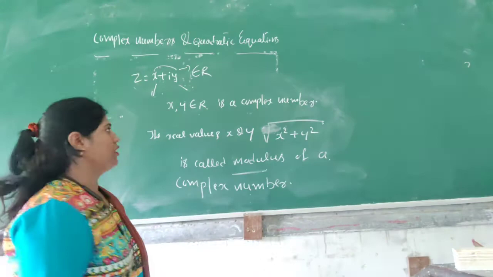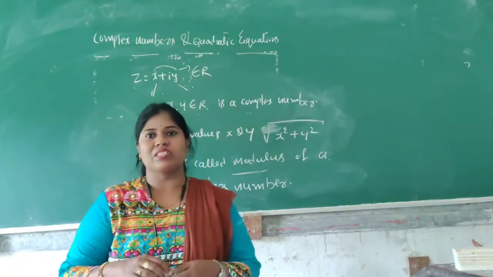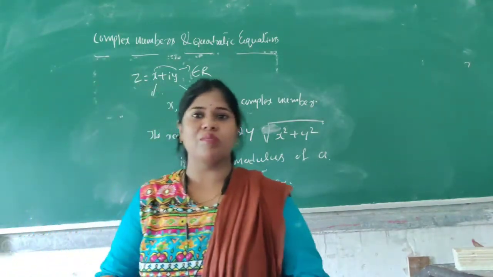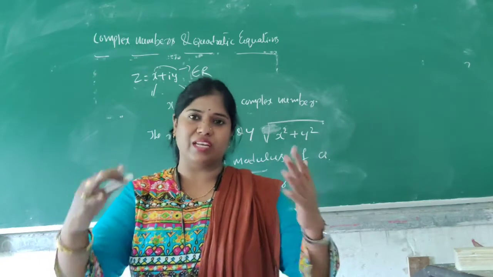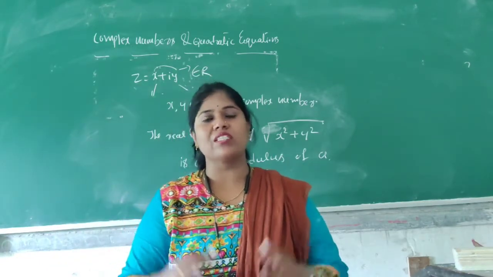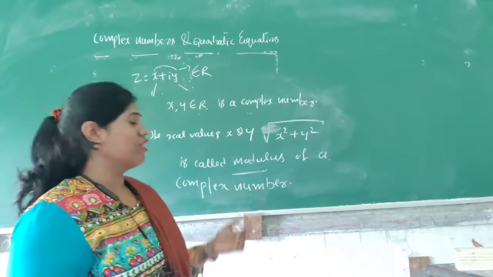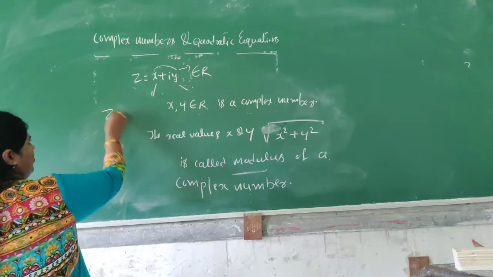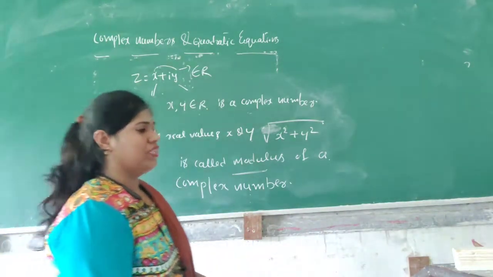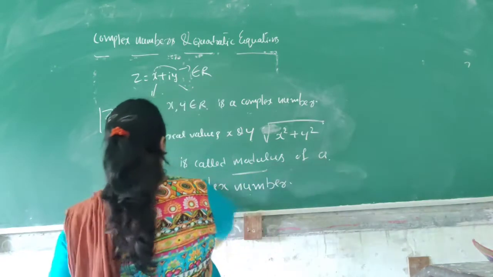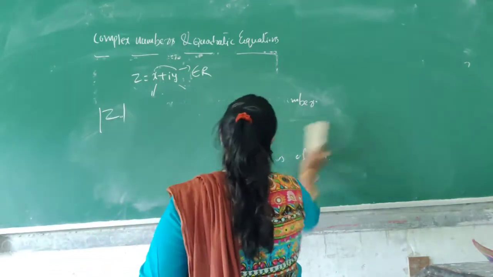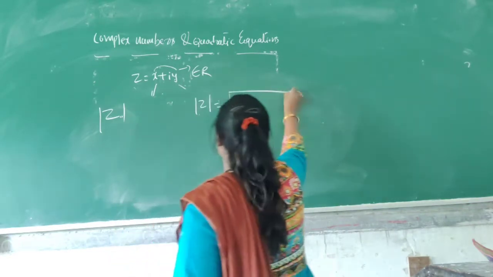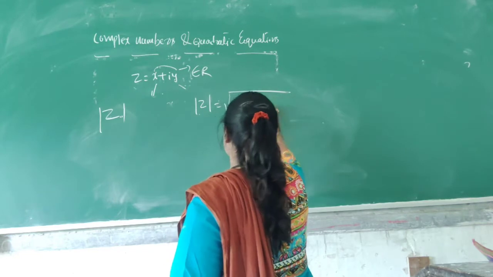Okay, what is the modulus of a complex number? In the complex number z = x + iy, where x and y belong to the real numbers, the square root of x square plus y square is called the modulus of z, and it is denoted by |z|. Therefore, |z| = square root of x square plus y square.